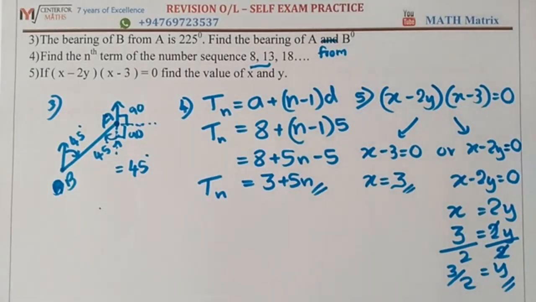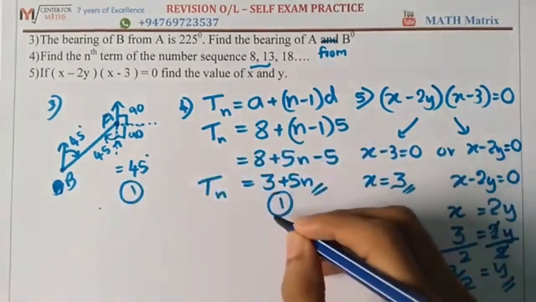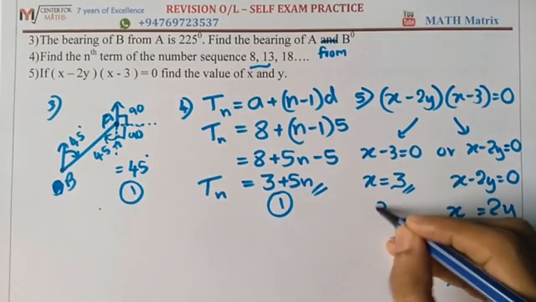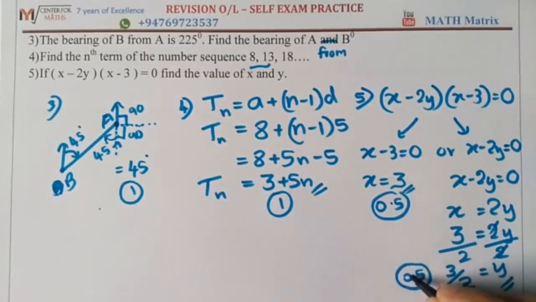If they are correct, you can give 1 mark for each. If you have got 45, then 1 mark for this, and for 3 plus 5n or 5n plus 3, you can give the marks as well. For finding the value of x, you have to give 0.5, and for this also 0.5.